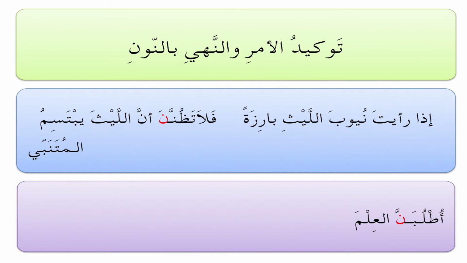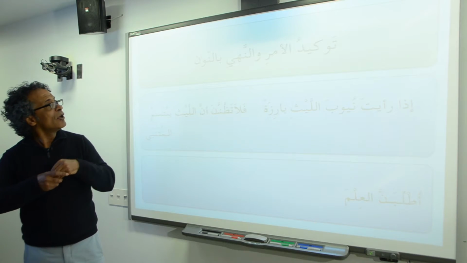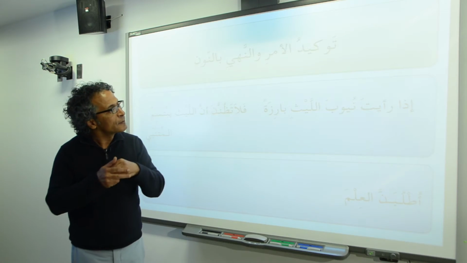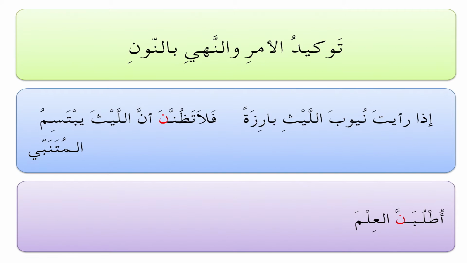توكيد الأمر والنهي بالنون. So we can actually be really emphatic in imperative to add emphasis to what we're saying by adding a noon at the end. There are two types of this noon, but maybe it's a subject that we can get into at some other point. A lighter noon and a noon that has a shad. But we've taken a beautiful line of poetry from Al-Mutanabbi to illustrate this example.